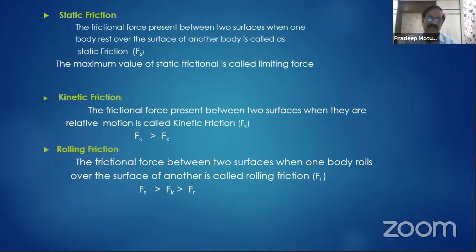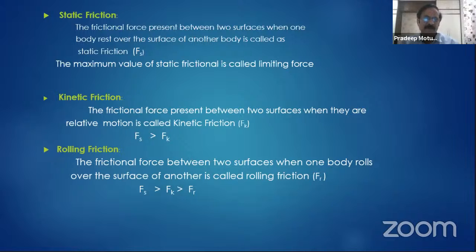So in this way, we have studied the types of friction. How many types of friction? There are three types of friction. Static friction: when one body rests over the surface of another body, the friction that exists between them is called static friction. The maximum friction is nothing but limiting friction. If this limiting friction is crossed, what happens? The body starts to move.